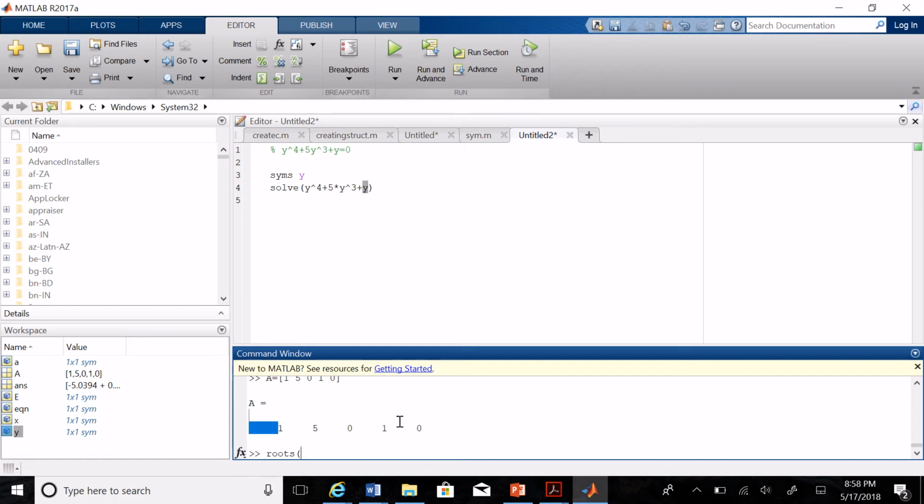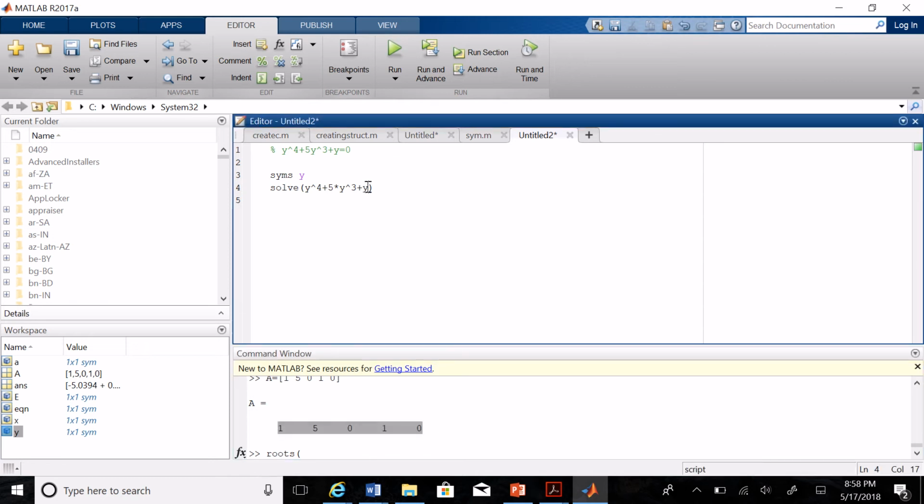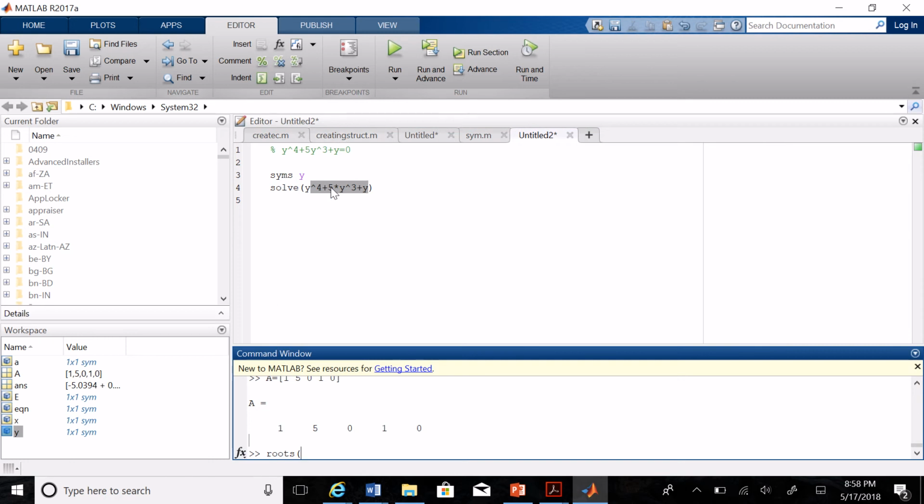So that's my a. And then if you type roots of that equation, Matlab automatically knows that these are coefficients of an equation: this is the constant, this is y to the power of 1, y to the power of 2, y to the power of 3, y to the power of 4. So if you type roots a, it will give me 4 answers.